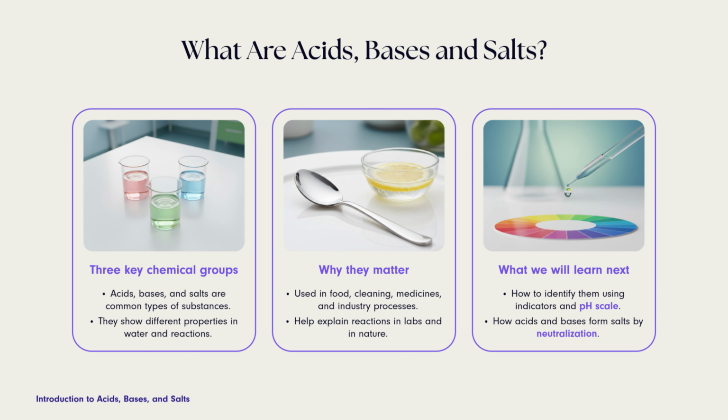What are acids, bases, and salts? Acid, base, or salt क्या है? These are three chemical groups. Acids, bases, and salts are common types of substances. They show different properties in water and in reactions. Acid, bases, and salts अलग अलग तरह की प्रॉपर्टीज शो करते हैं और इनके रिएक्शंस भी अलग अलग होते हैं.